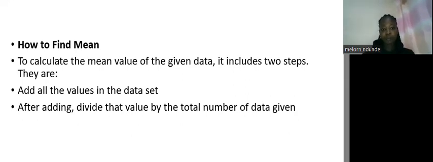To find mean, we have to calculate the mean value of the given data, and it includes two steps. First, you add all the values in the data set. After adding, you divide that value by the total number of the given data. That's just simple. That is basically how we find mean when you're asked to find mean.